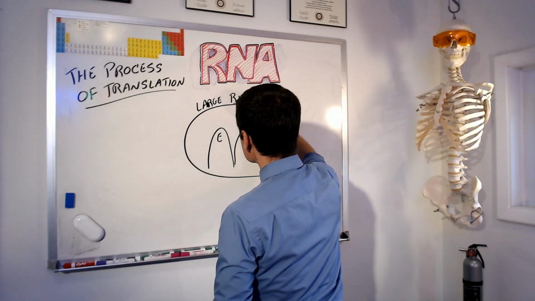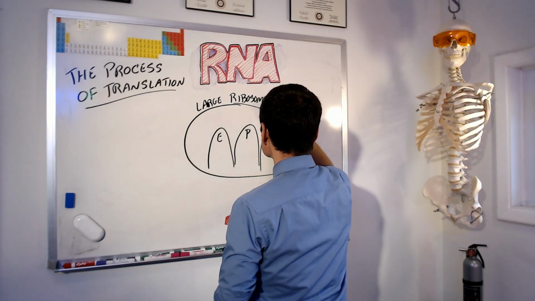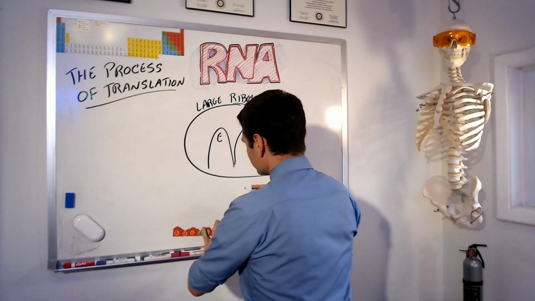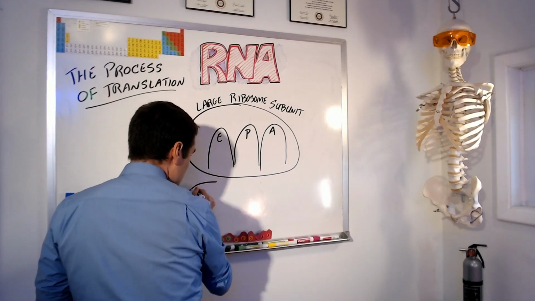The small ribosomal subunit is there in order to hold the mRNA molecule in place, and it locks in just underneath.